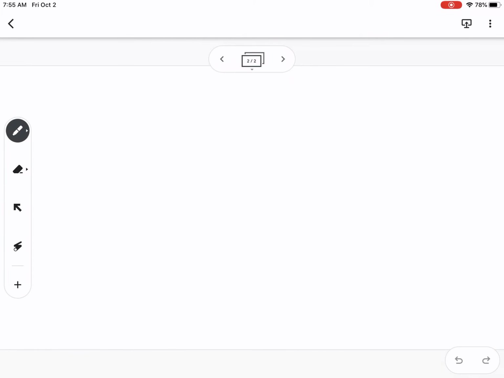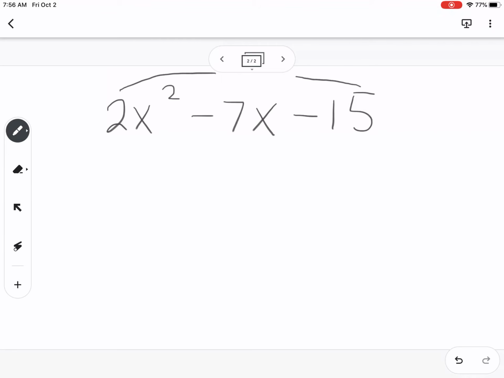Okay, so the next one is a lead coefficient greater than 1. We're actually going to do 2 of these. So if I have 2x squared minus 7x minus 15. So the way that I factor these is I take the outer two numbers, so I take the 2 and the negative 15 and I multiply them. So that's going to give me negative 30. So then I say, okay, what two numbers multiply to negative 30 and add to my middle term, negative 7?